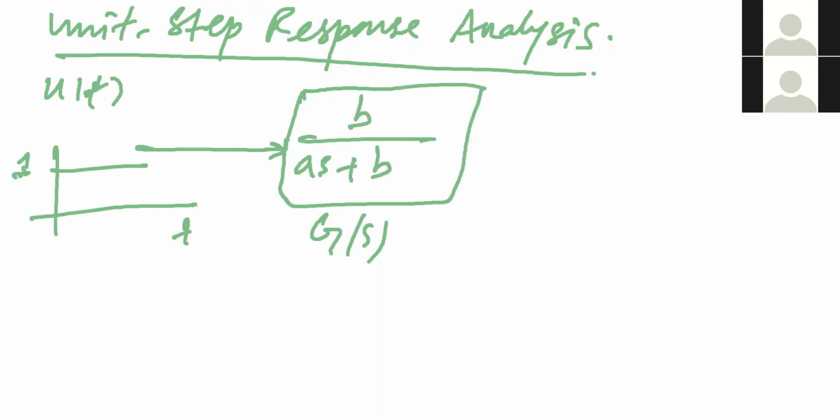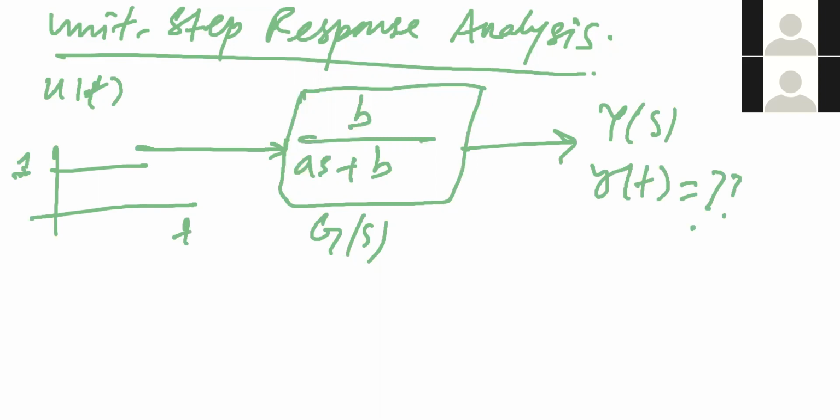So this is the unit step function, and now we are going to find the system response, which is Y(s), or you can say y. So we are going to analyze the system. What is the response if the input is the unit step function and this is the first order system? Since you already know the Laplace transform of the unit step function is equal to 1 over s.